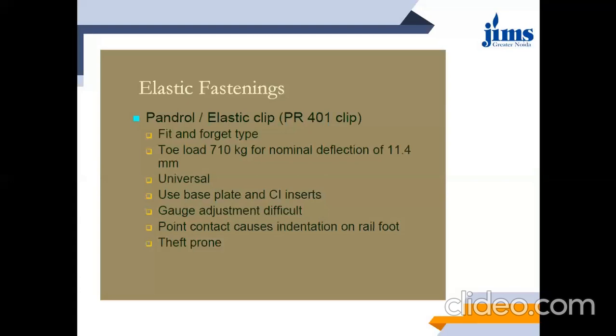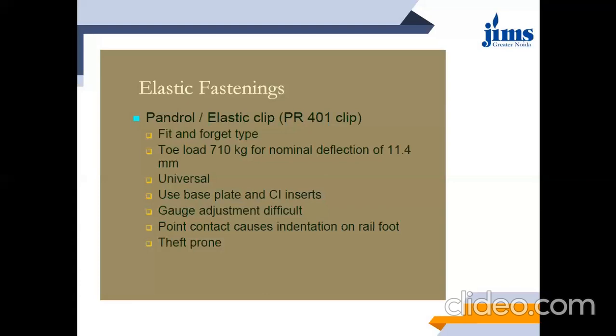So that hammering, where the point of contact is between the pandrol clip and the rail track, always with the passage of time causes what? It causes indentation. And with that indentation, it further grows and will lead to the formation of cracks or the displacement of material.